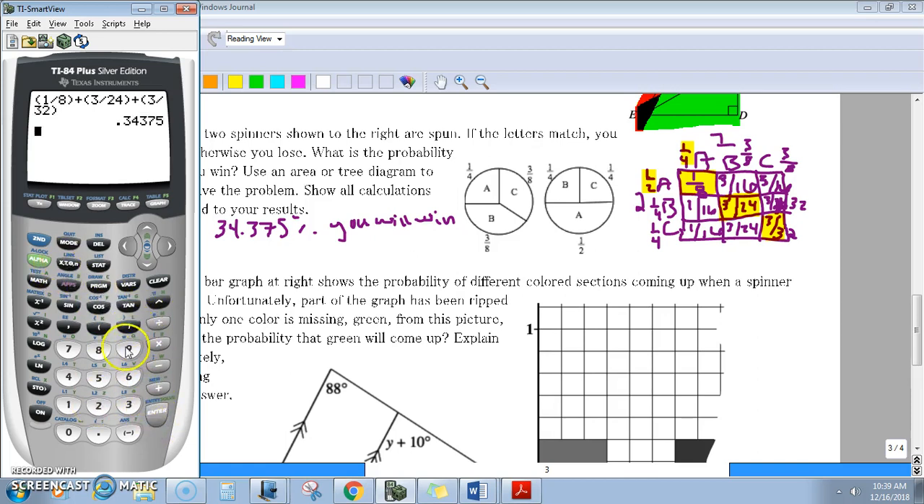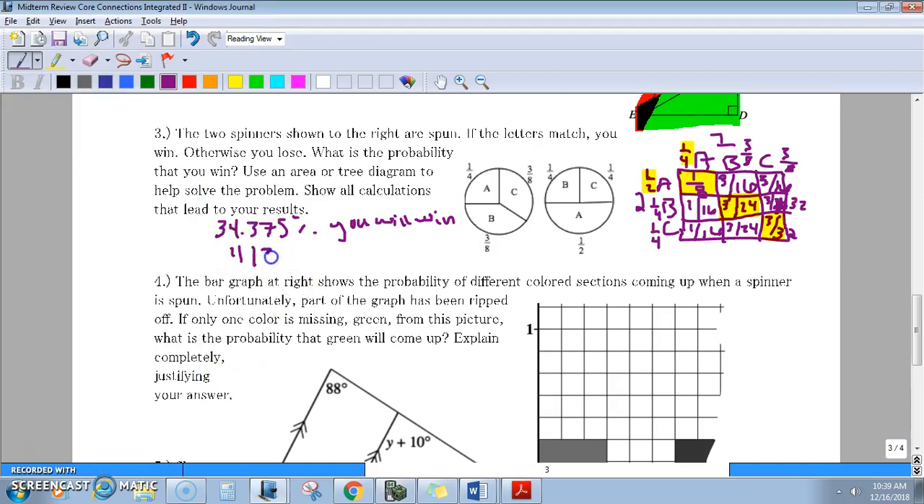Okay, there was my decimal. If you want to turn it back into a fraction, press the math button and then fraction, which is just 1, so you can just hit enter. It's also 11 out of 32. 11 out of 32 and 34.375%. Both of those are the chances you're going to win.